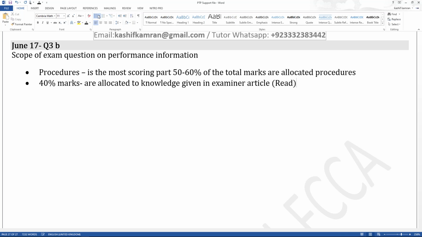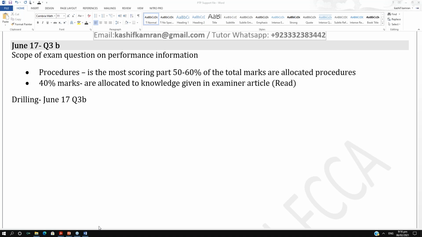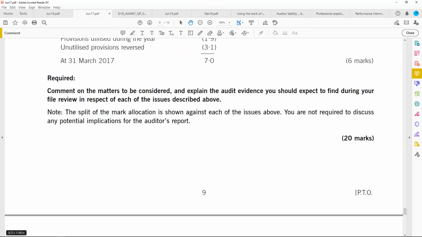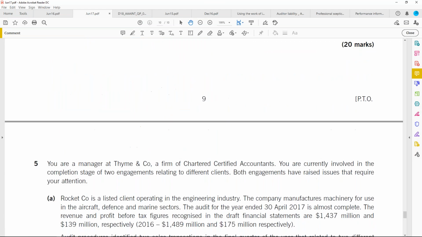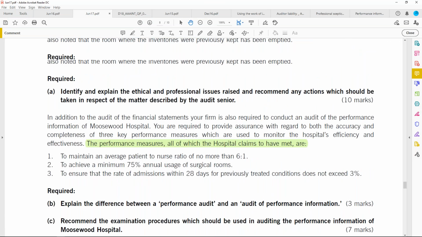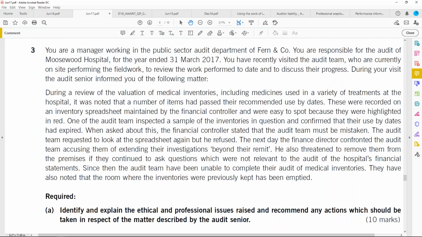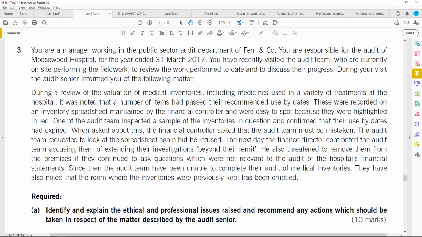And that's exactly what you will see in the June 17 question number 3B. Okay, let's start the drilling of the June 17 question number 3B. I'm putting in front of you the June 17 question number 3B. Can you see the June 17 question number 3 in front of your screen, everyone? We are not looking at 3A, we are looking at 3B.